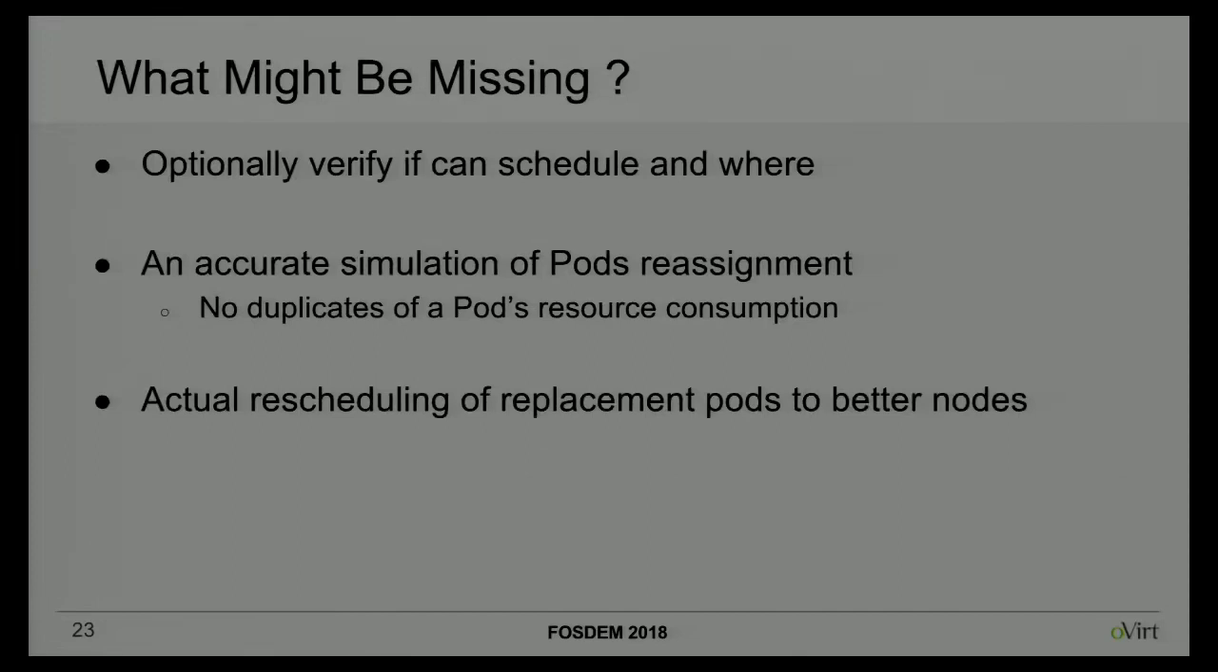So something is still missing here that might contribute also to the scheduler project. We want to know, before we evict a pod and let Kubernetes create a new one, if a new pod will even be scheduled on some node. Maybe we do all of this work in vain. We want to have a more accurate simulation of the system state and reassignment. Not only taking a snapshot, but maybe doing it in real time. And finally, actual replacement of pods to better nodes.